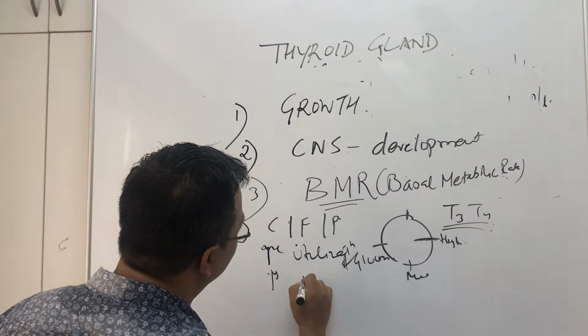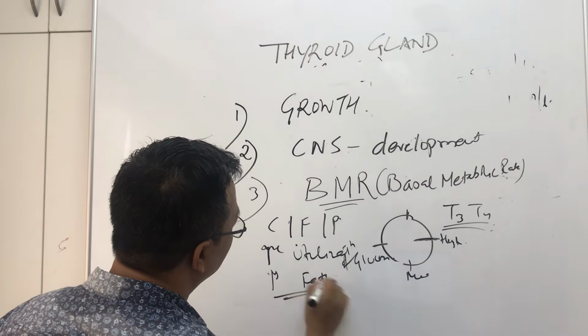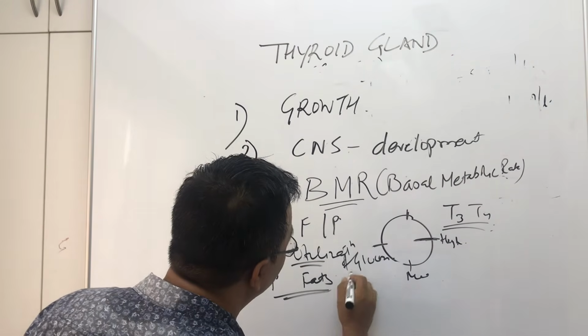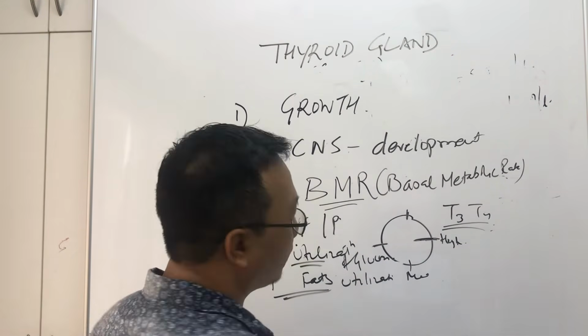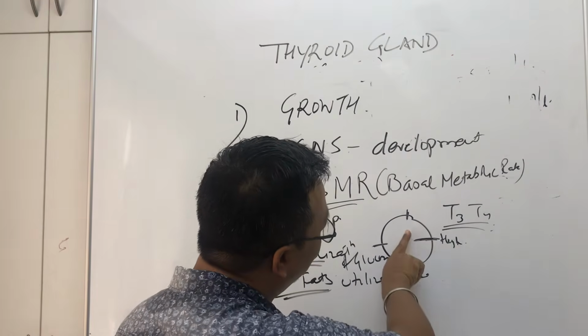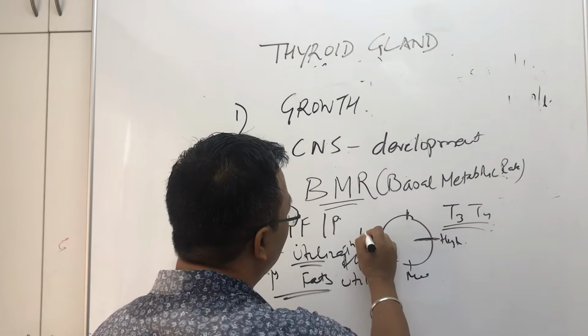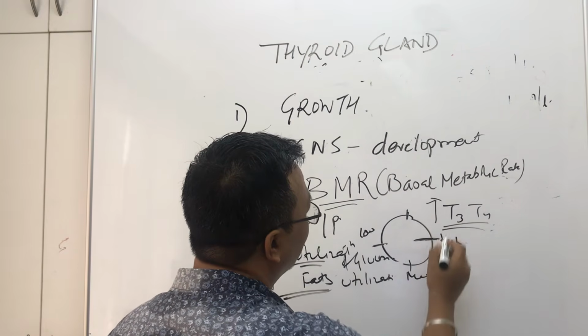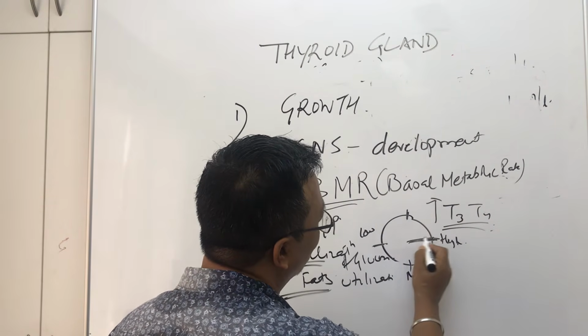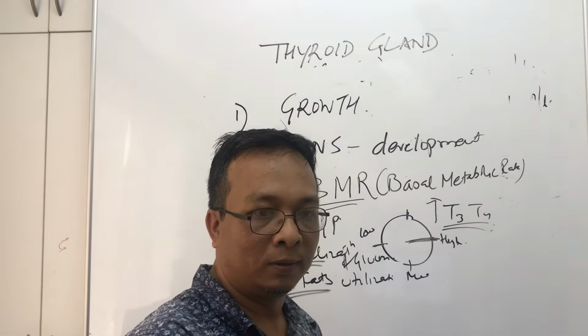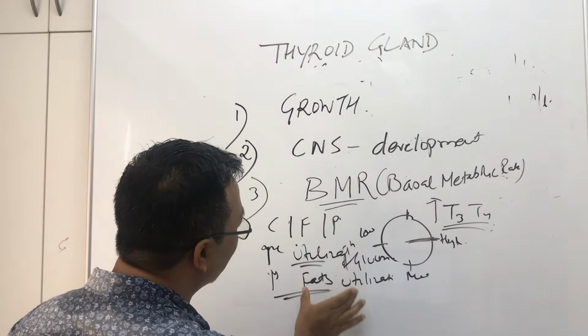Increased utilization of fats. Okay, so more T3 and T4, it will go into high; less T3, T4, it will go into low. So when it increases, your mitochondria are in a high flame mode, so it will burn more glucose and more fats.